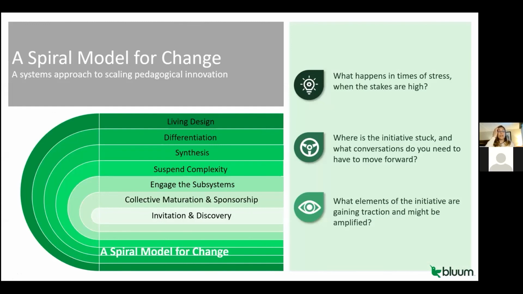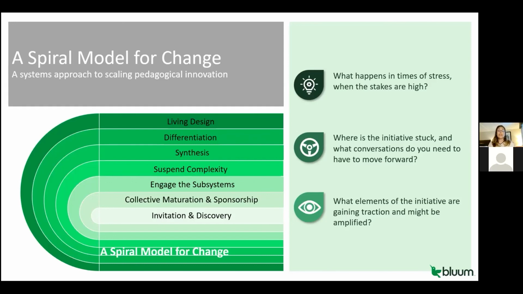So the spiral model for change, as I've said before, is a systems approach to scaling pedagogical innovation. I want to leave you today with a few different ideas based on what we talked about in terms of collective maturation and sponsorship. There are a few questions to follow up and where this can be especially helpful. What happens in times of stress when the stakes are high? And how can that technology leadership team that you've been cultivating really help you when the stakes are high? And what role do they play when things happen, like a pandemic?